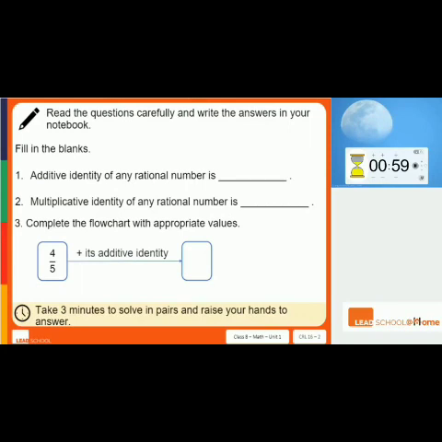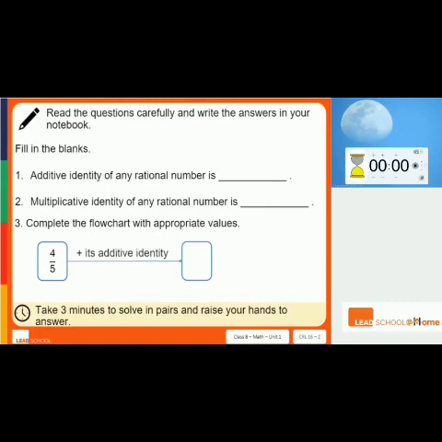Last 1 minute. Last 10 seconds. 5, 4, 3, 2, 1, 0.